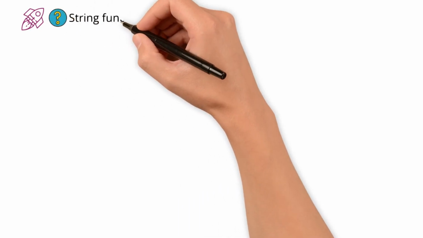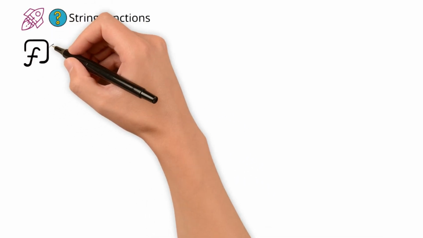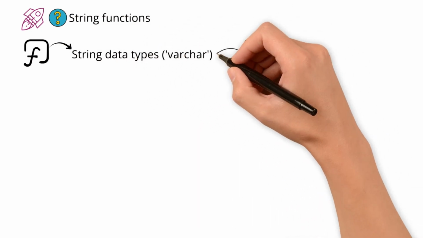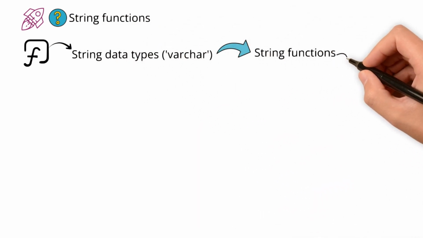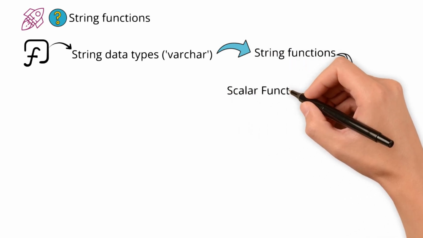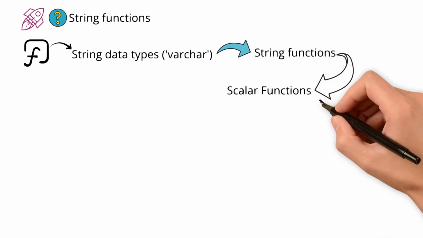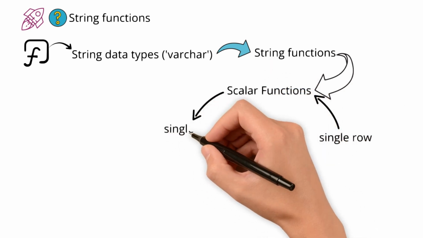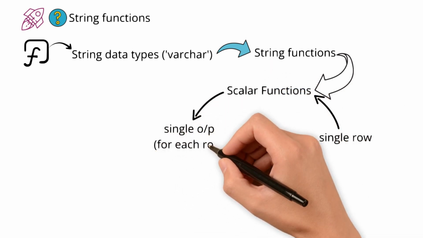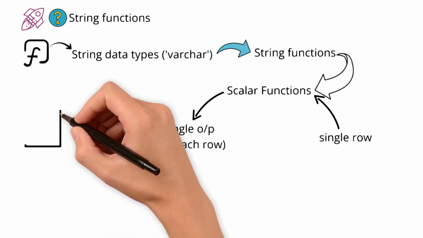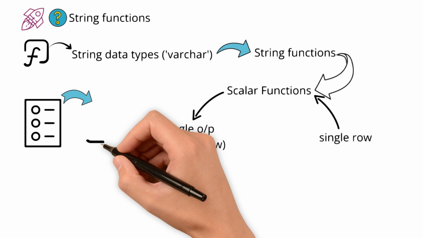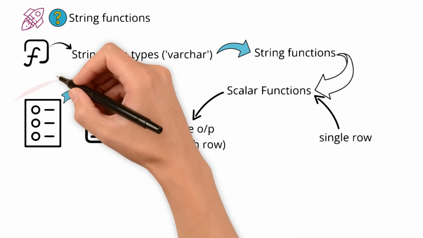What are string functions? The functions applied on string data types like varchar are called string functions. These are called scalar functions because they accept a single row of input and produce a single output value for each row. There are many string functions, out of which we'll discuss the most used ones.